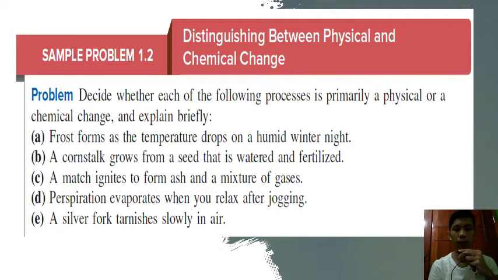Letter D, perspiration evaporates when you relax after jogging. Perspiration evaporating is a physical change. The water in sweat changes in state from liquid to gas but not its composition. Letter E, a silver fork tarnishes slowly in air. Tarnishing is a chemical change. Silver changes to silver sulfide by reacting with the sulfur-containing substances in the air.